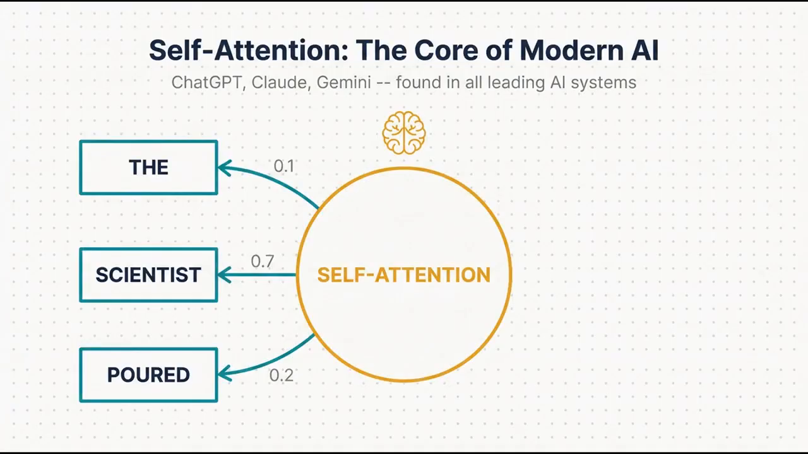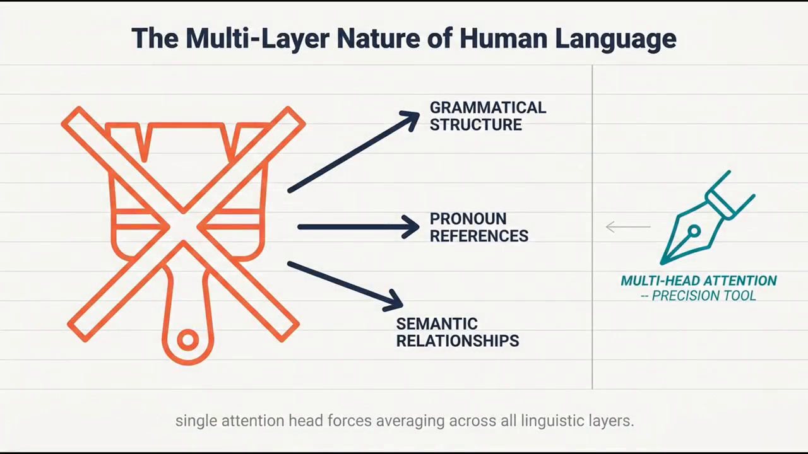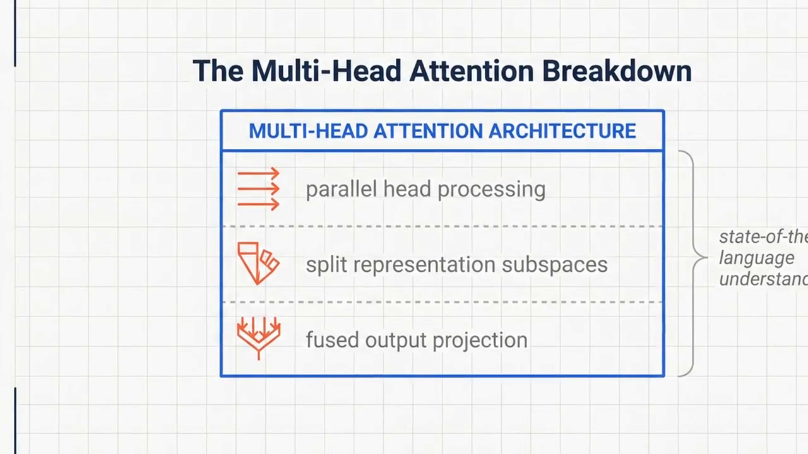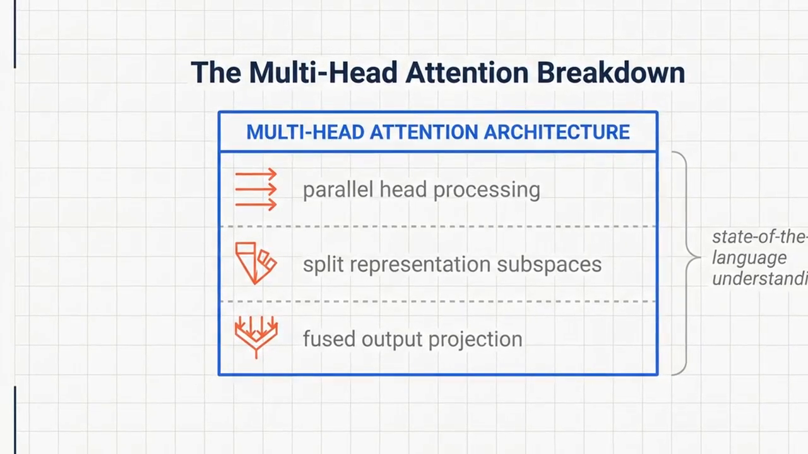At the heart of every modern AI model, from ChatGPT to Claude, lies a mechanism called self-attention. It allows the model to look at a word in a sentence and determine which other words are most important for understanding its context. Human language is multi-layered. A single sentence contains grammatical structures, pronoun references, and semantic relationships all at once. Trying to process all of this with just one attention head is like trying to paint a masterpiece with a single, thick brush.